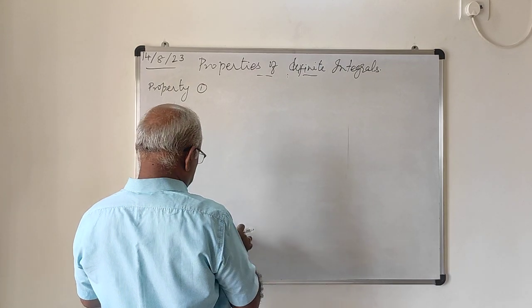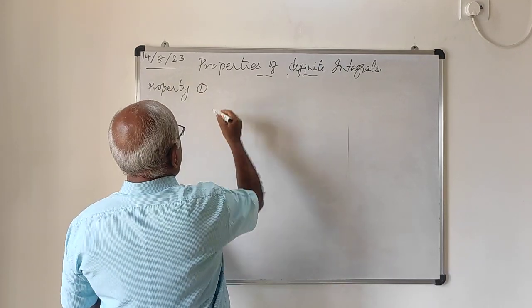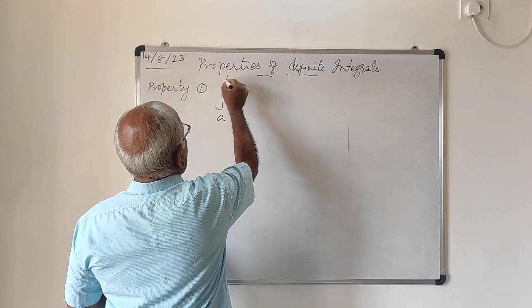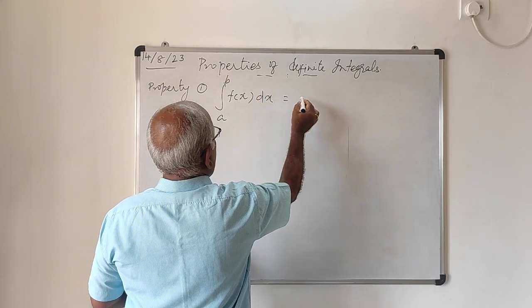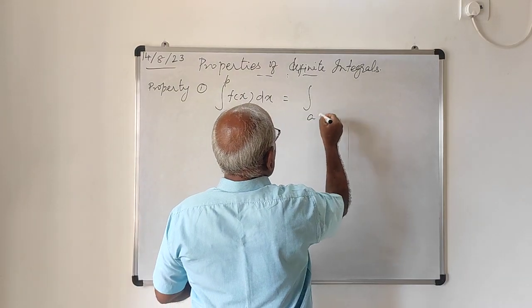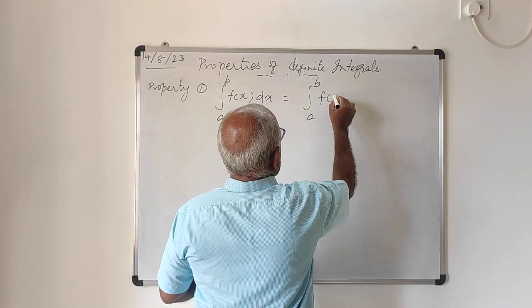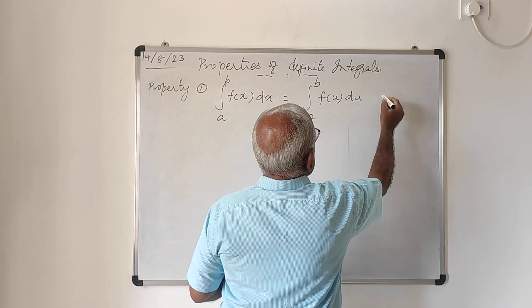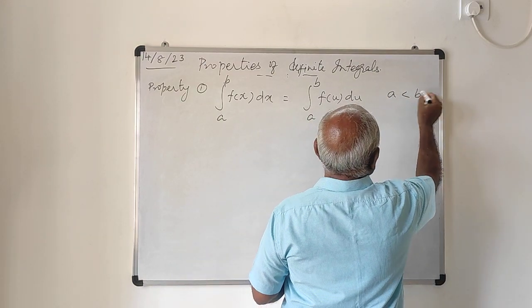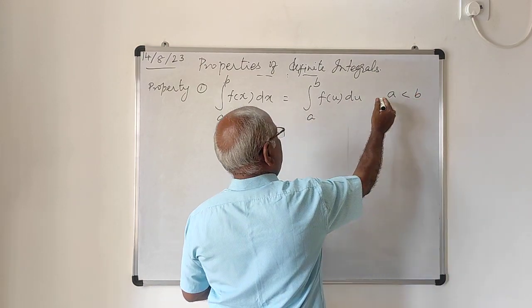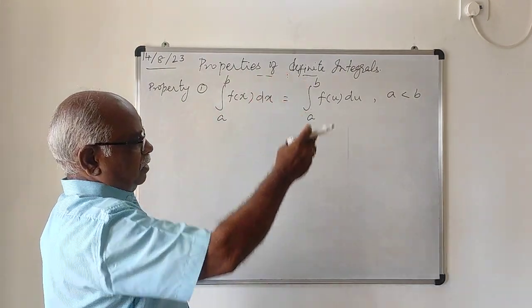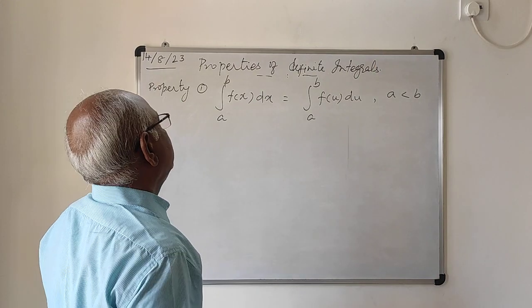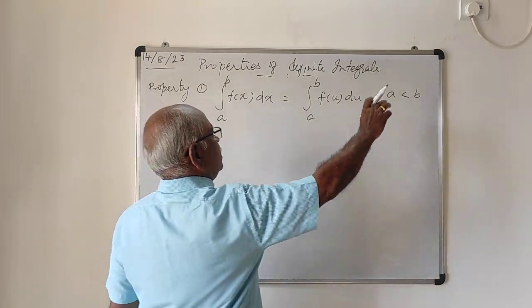Integral a to b f of x dx is equal to integral a to b f of u du, where a is less than b. b is the upper limit, a is the lower limit. That implies a less than b means a is the lower limit, b is the upper limit on the number line. b is greater than a.